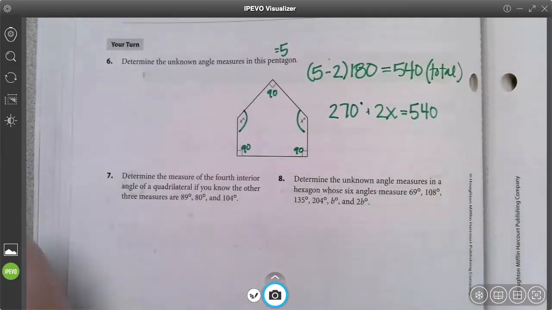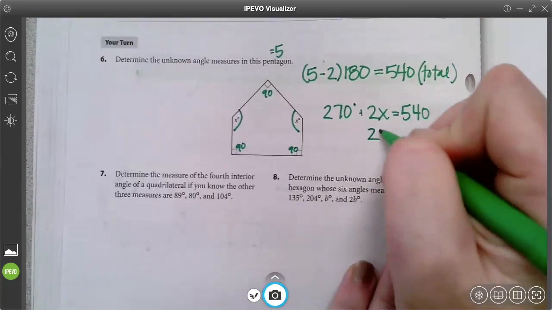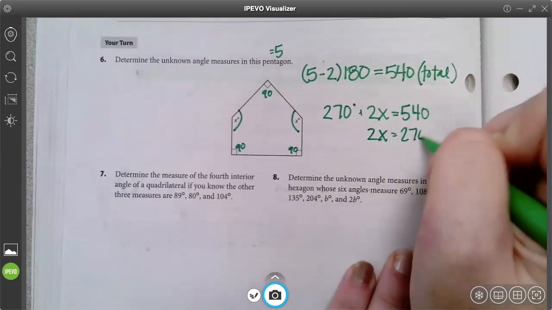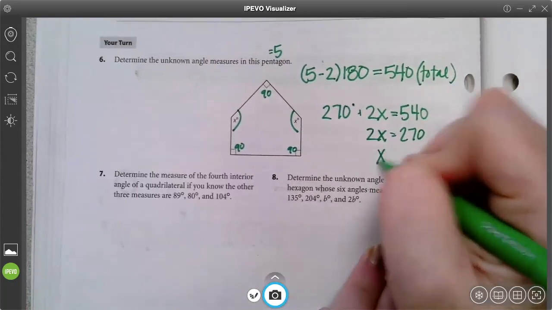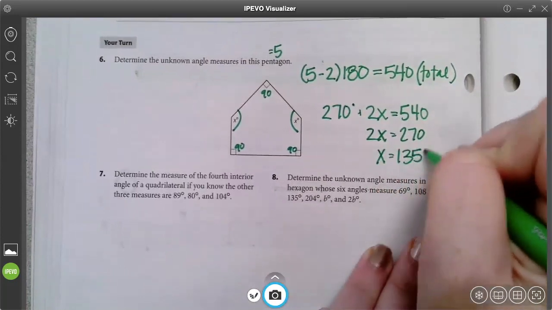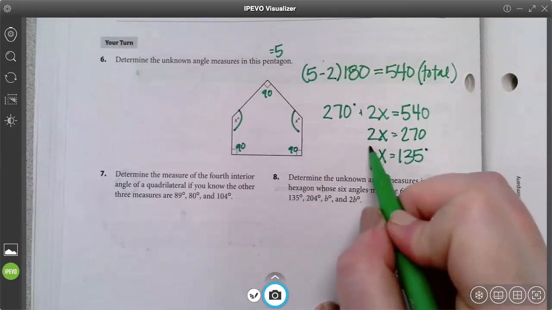So we're going to take 540, we're going to subtract the 270, and it leaves 270. And then we cut that in half because we divide by 2. And x is 135 degrees.